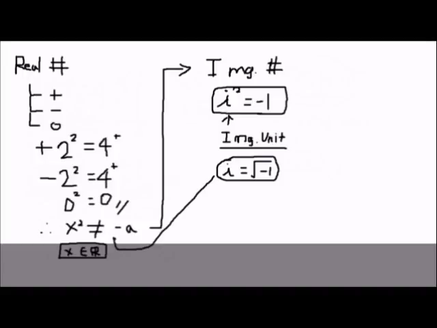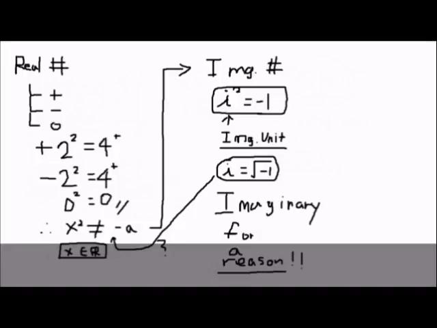This may conflict with the original idea of real numbers. It is called imaginary for a reason. This number does not exist. You have to know that this is a separate system of numbers.